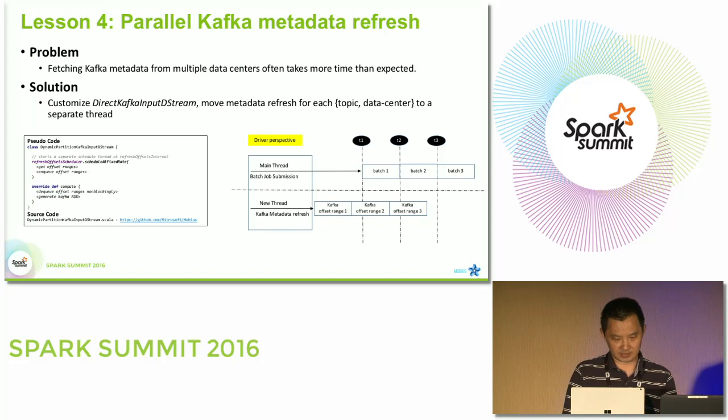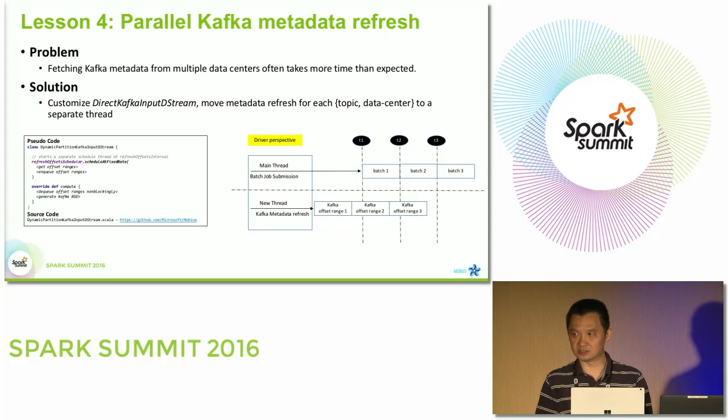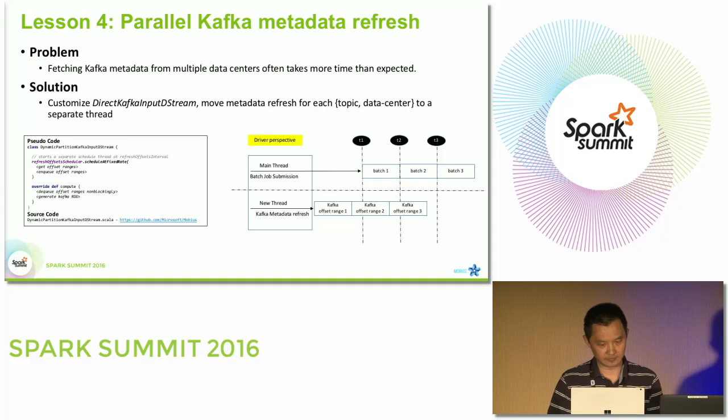So actually this impacts the overall performance significantly, and also causes the streaming UI tab to be not responsive. So we realized that a much more efficient approach would be to let each Kafka stream fetch its metadata in its own separate thread. So it's no longer blocking the batch. It can actually run in parallel with the batch instead of blocking the batch.